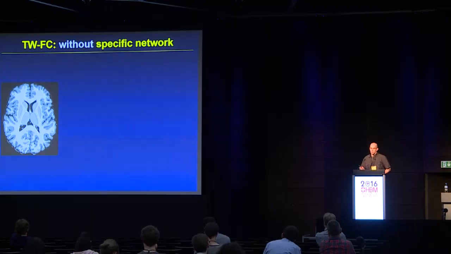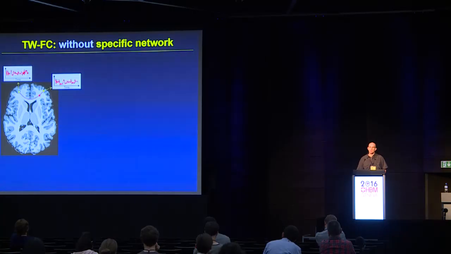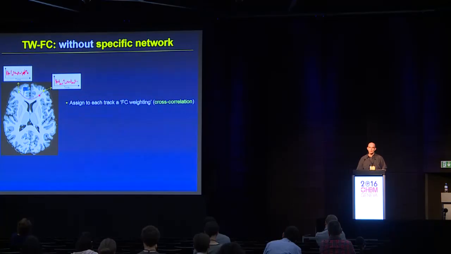So schematically, how this works is as follows. Let's say that we have this data, and we are looking at that voxel there. So once again, what we're going to look at is all the streamlines going through that voxel. Let's say that we found one of the ones we have. We look at the endpoints of the streamline, and we look at the BOLD data in those endpoints. And then we assign a weighting to that track. But now it's not related to a particular network, but it's more about the correlation between those BOLD data sets. So, for example, we use Pearson cross-correlation, and that's the weighting.